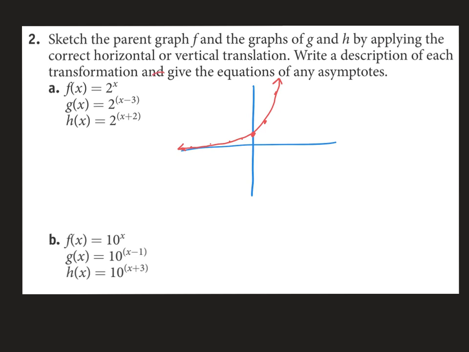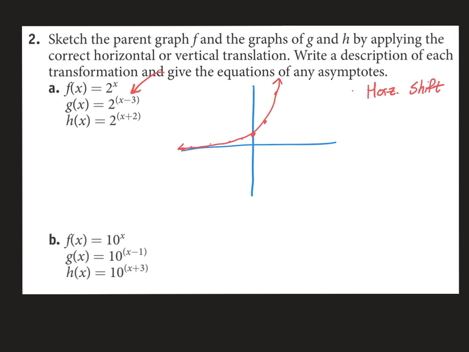This is taking place inside of a parentheses. Anything that's taking place inside of a parentheses is horizontal. And since it is addition or subtraction, it is a shift. If this sounds familiar, it's because you were paying attention when we did transformations on other things. Anything inside of the parentheses is horizontal, adding or subtracting is shift. So this is a horizontal shift.